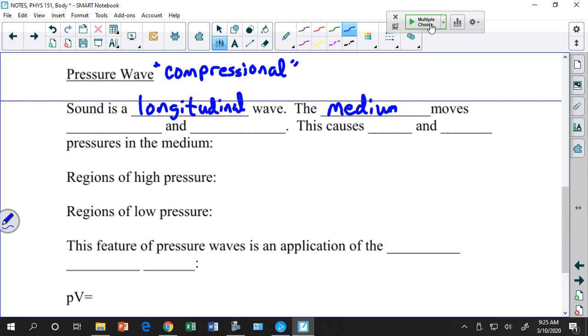They both have wavelengths, they both have frequencies, they both have amplitudes, but the transverse wave moves up and down, the longitudinal wave moves back and forth. And sound is a longitudinal wave. The medium moves back and forth. And this causes big and small pressures in the medium.